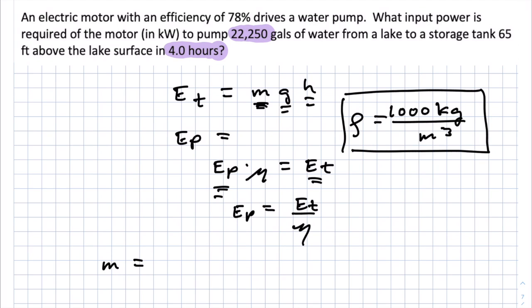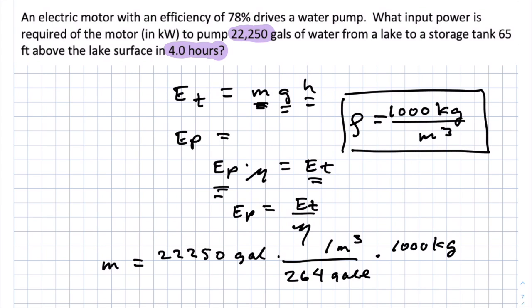So the mass is 22,250 gallons. What we then know is that in 264 gallons, I had to look this up, there is 1 cubic meter. Now we have this set up for the density of water, because we know there's 1,000 kilograms per cubic meter. So we get this mass. The meters cancel, gallons cancel, and we're left with kilograms. So we get the mass in kilograms.